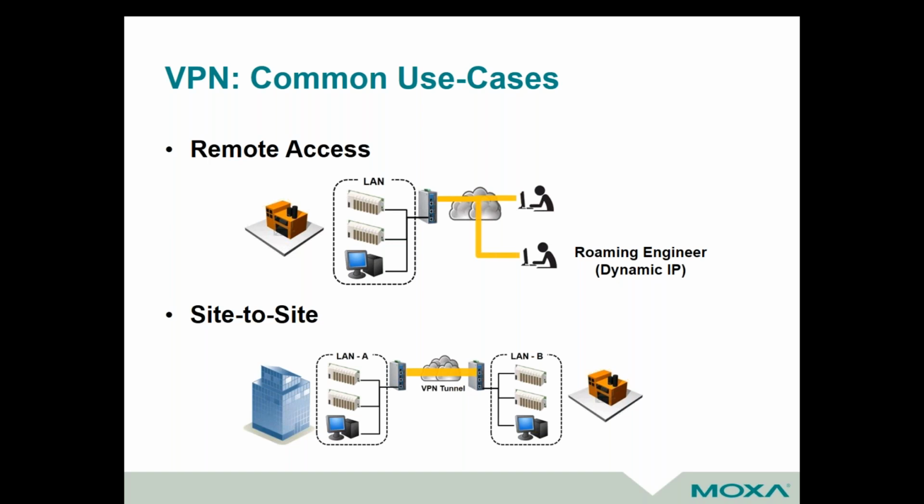But there's also another VPN that's kind of interesting. It's a site-to-site VPN. This basically can take two sites and allow a broader range of traffic to traverse the two networks and bridge those together. This could be useful in a lot of applications as well.